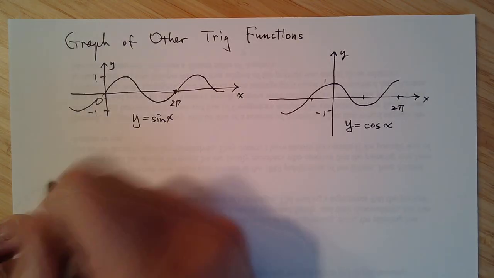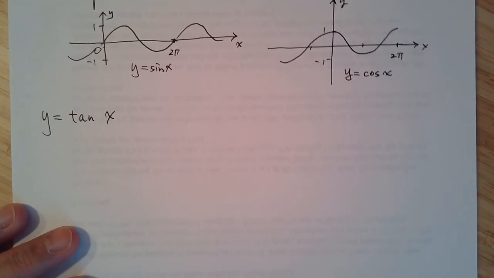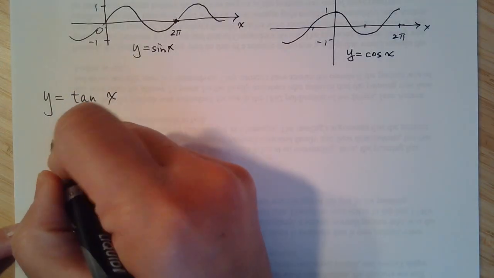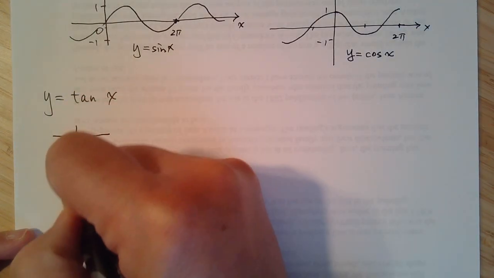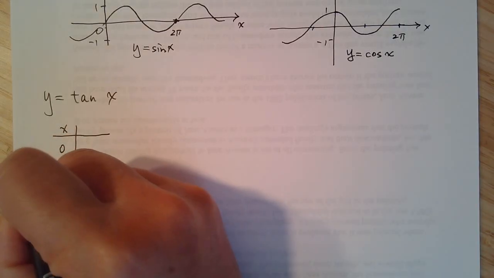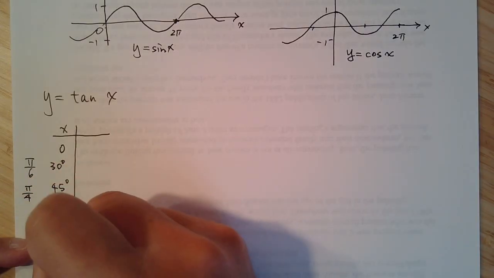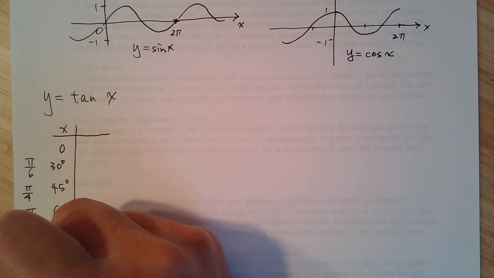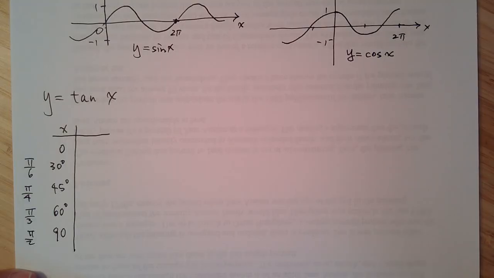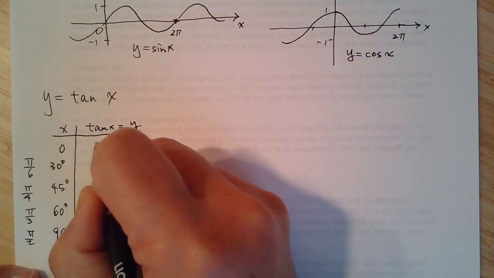Now we're going to learn the next, which is y equals tangent x. Tangent is sine over cosine, right? If you remember, you have a little chart like when x is 0, when x is 30 degrees, or pi over 6, 45 degrees, or pi over 4, 60 degrees, pi over 3, and 90 degrees, pi over 2. And what is the tangent of x? Tangent x or y. That is a 0.